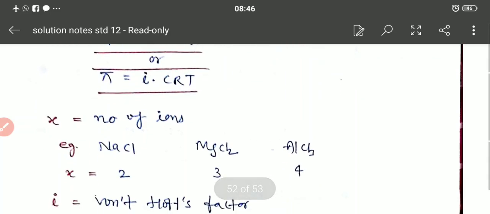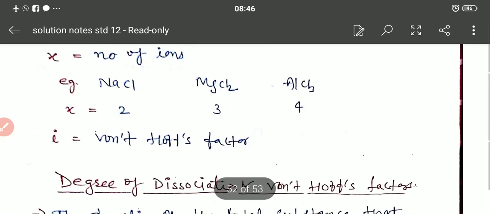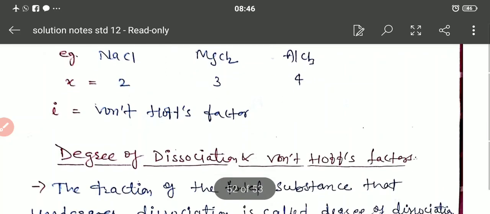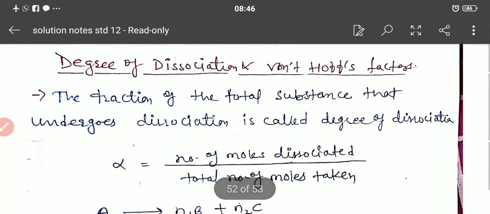So, what is x? It is the number of ions. For example, NaCl, how many ions are there? 2: Na+ and Cl-. In MgCl2, 3 ions are there. In AlCl3, 4 ions are there. So, i is equal to the Van 't Hoff factor. Now, degree of dissociation and Van 't Hoff factor.